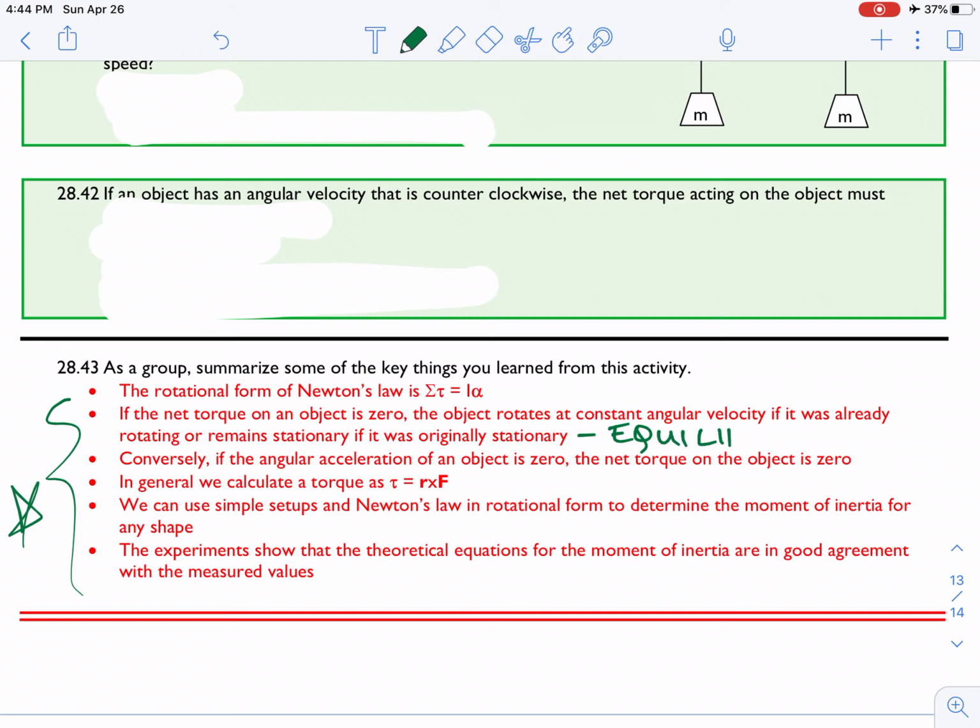Okay, so it's in balance, or there's an equilibrium. The key thing is angular acceleration is 0. That's why the speed is constant, but if it already had a speed, it will keep that speed constant. If it was 0, then it's going to remain 0. So conversely, if the angular acceleration of an object is 0, the net torque on the object is 0 because of that second law here.